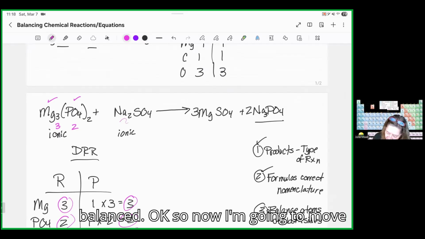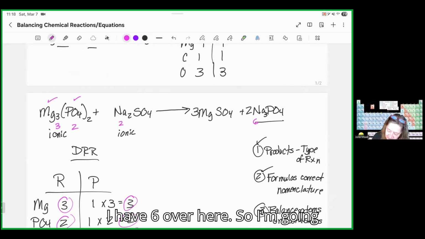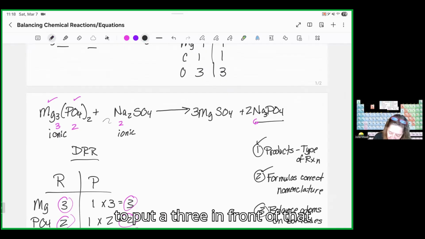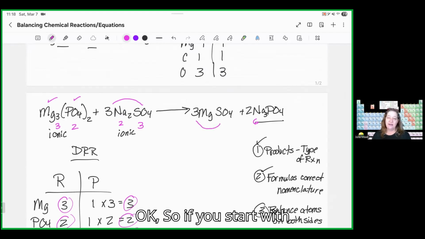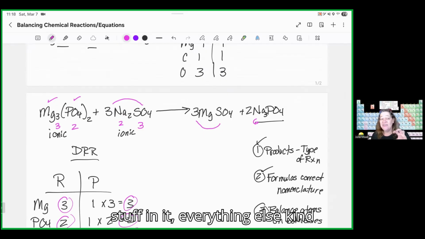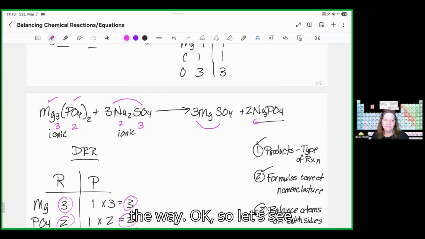Okay, so now I'm going to move here. I have 2 sodiums here, and now I have 6 over here. So I'm going to put a 3 in front of that to give me 6 sodiums. And that gave me 3 sulfates. And I have 3 sulfates. Balanced, done. Okay, so if you start with the one that has the most stuff in it, everything else kind of balances itself out along the way.